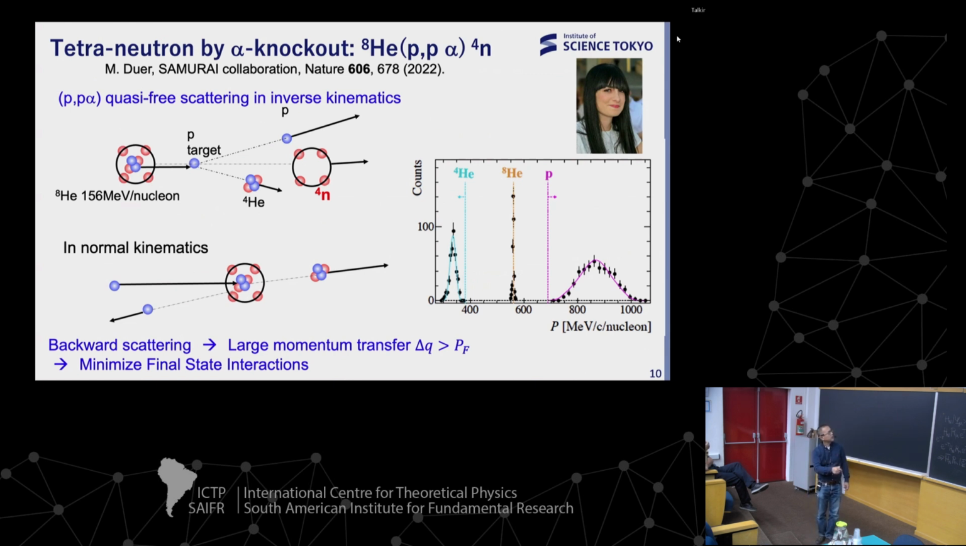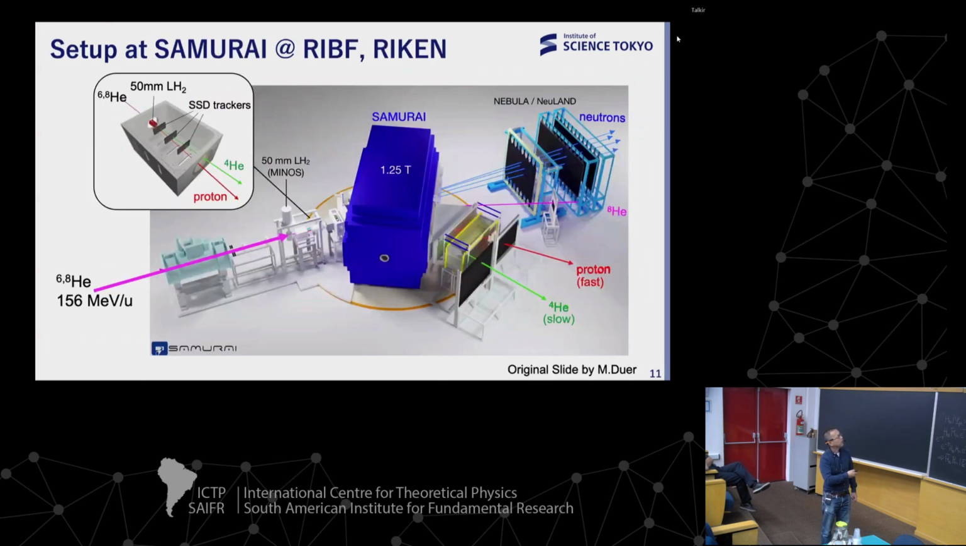If it is not like that, maybe the protons are hitting this tetraneutron, and then this will disturb the production of the tetraneutron system. Okay, so this is the experimental setup.